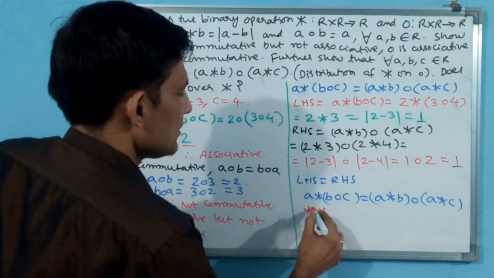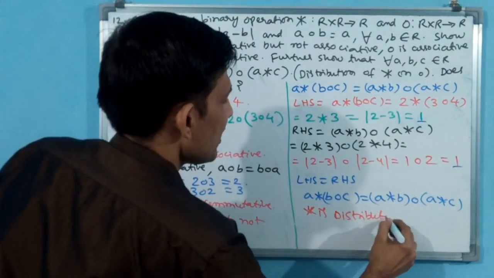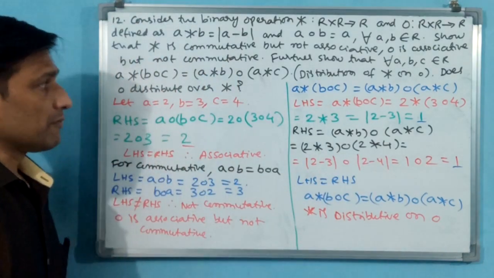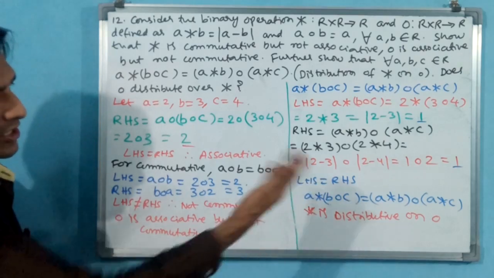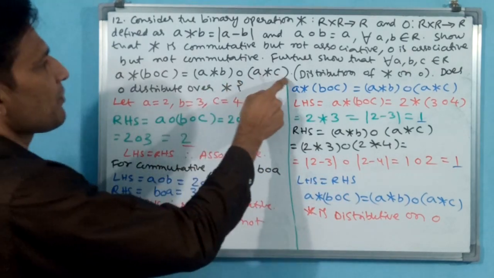Star is distributive. Star is distributive on O. That you write. What we have to see now is whether O is distributive on star or not. Star is distributive on O. Now we finish it up to here.